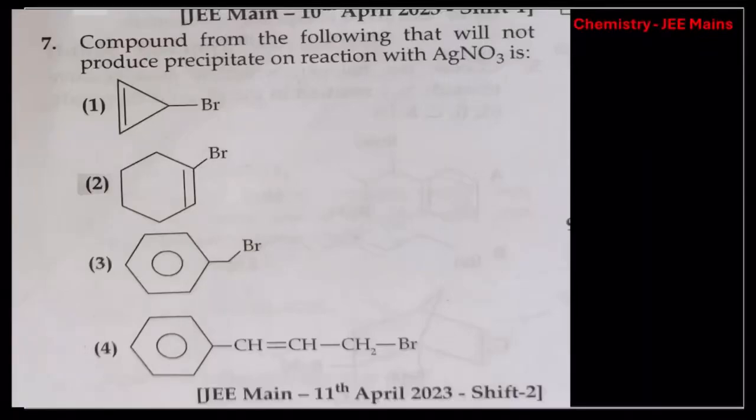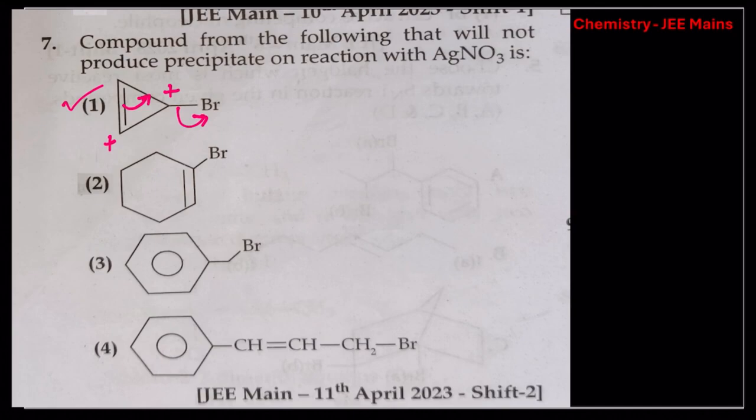The compound from the following that will not produce a precipitate on reaction with AgNO3 is: First one, in this compound, when this carbon-bromine bond breaks, what happens? There is a positive charge on this carbon, and this positive charge is delocalized on the ring because of the presence of these pi electrons. So this carbocation which is formed during this reaction is stabilized by delocalization of the positive charge.